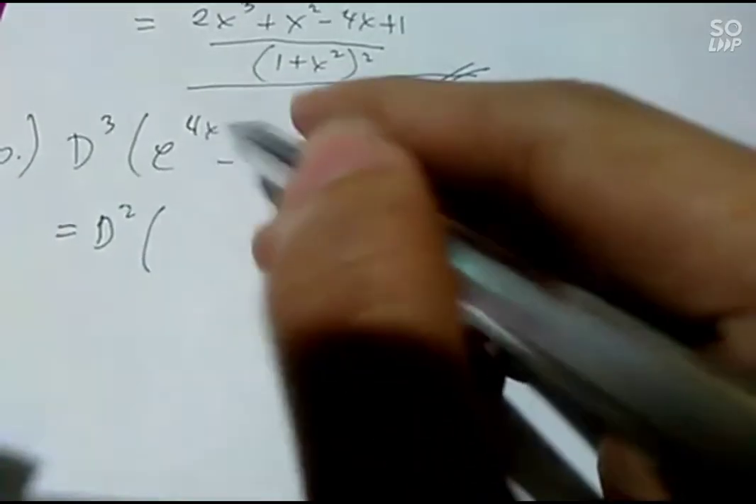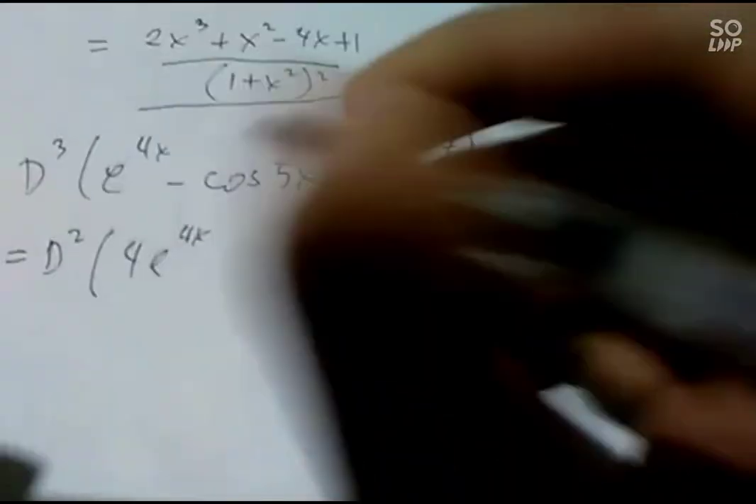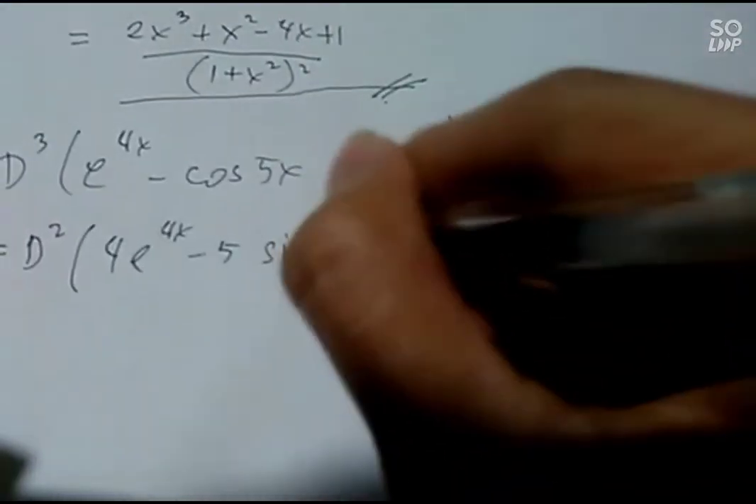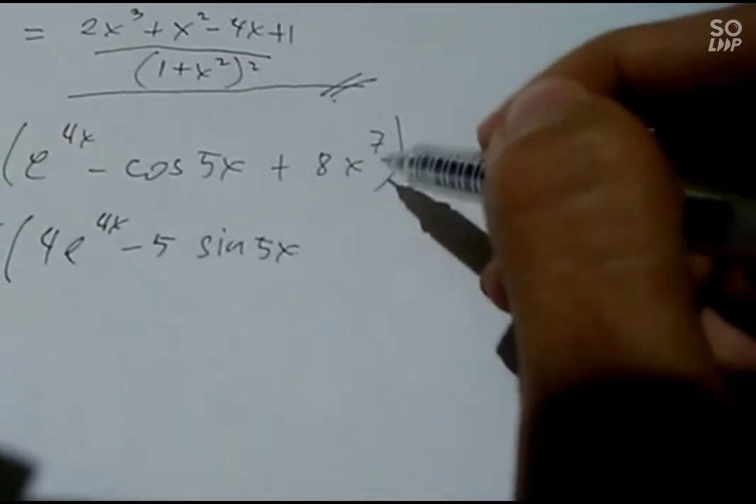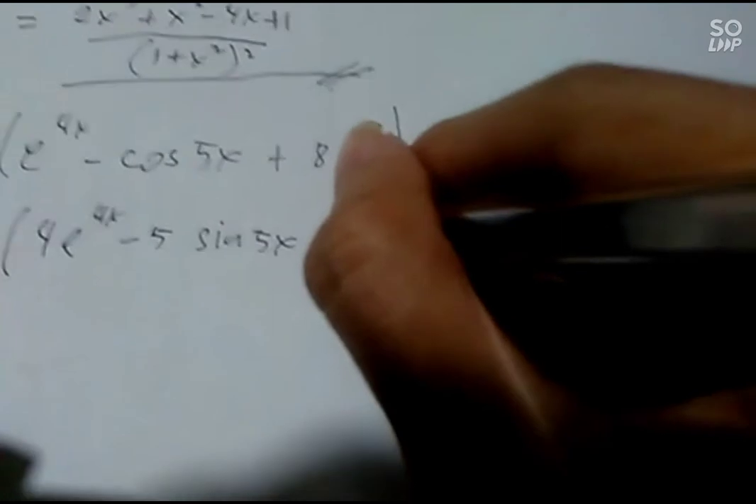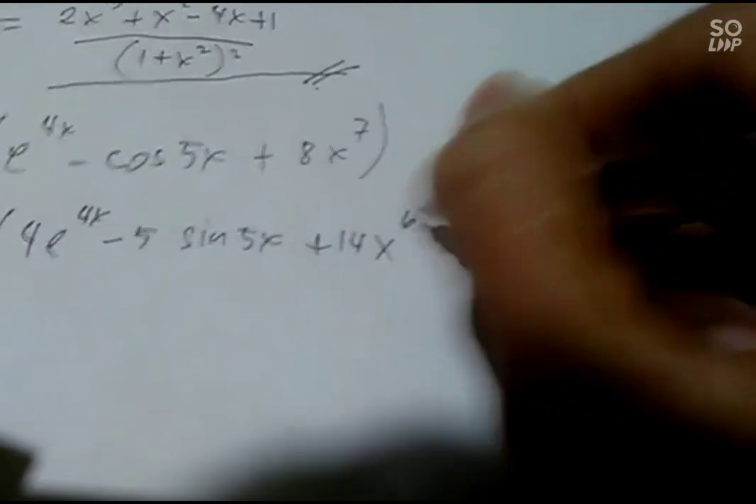of e raised to 4x equals 4e raised to 4x. Then for the negative cosine 5x, it is negative 5 sine 5x. Then for the 8x raised to 7, its derivative is positive 14x raised to 6.